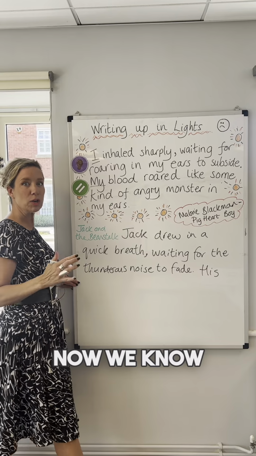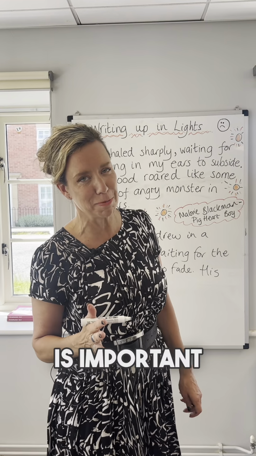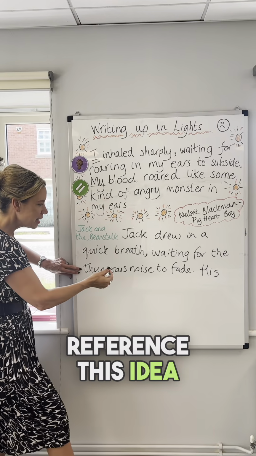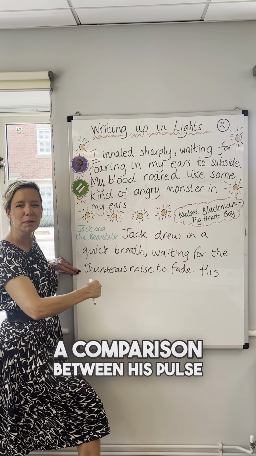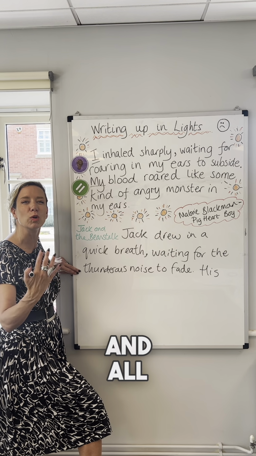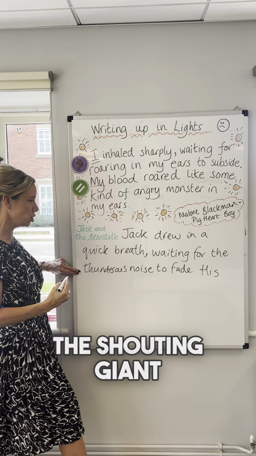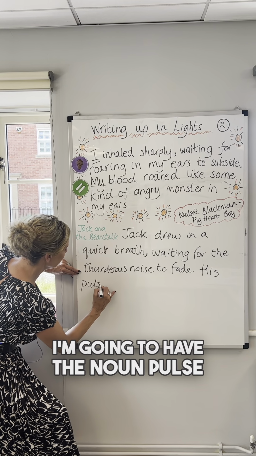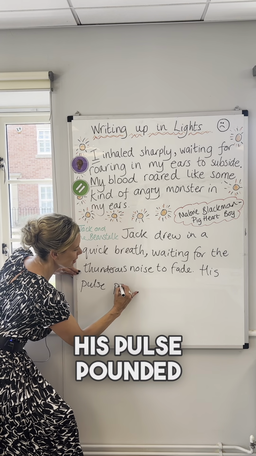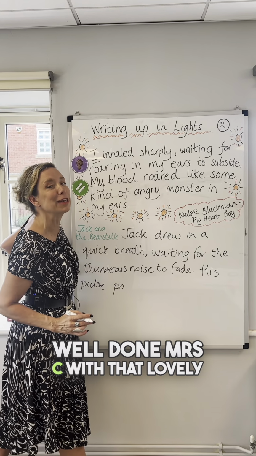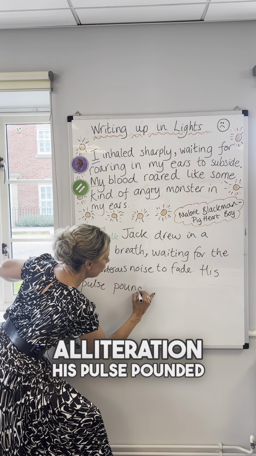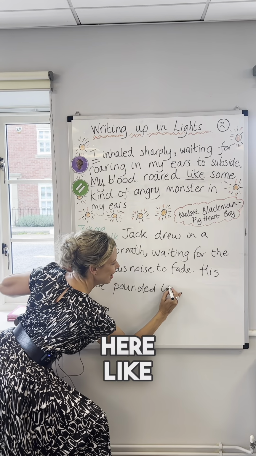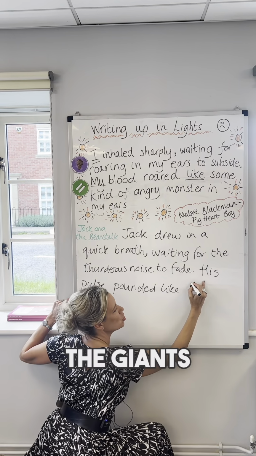blood. Now, we know blood, fee, fi, fo, fum, we know blood is important in this story, but here actually, I want to reference this idea of a comparison between his pulse and all of the noise of the shouting giant. So instead of blood, I'm going to have the noun pulse. His pulse pounded. Well done, Mrs. C, with that lovely little glimmer of alliteration. His pulse pounded. I'm going to drop a like simile here, like the giant's.